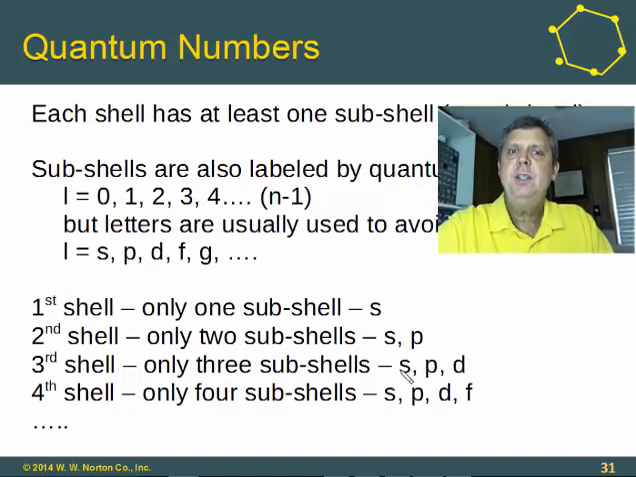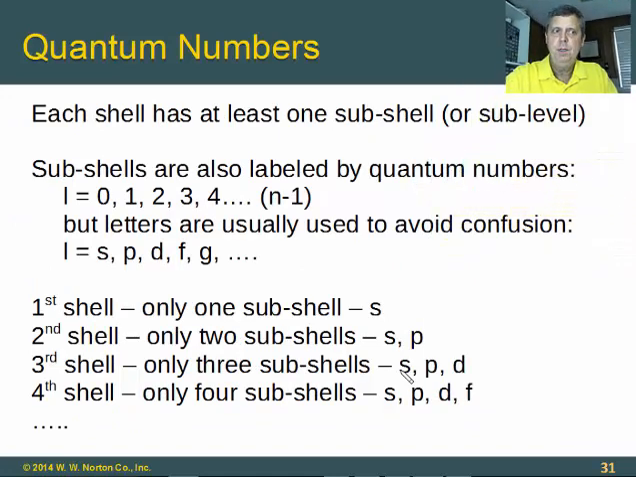Each shell has at least one sublevel or subshell. Now subshells, again we mentioned the energy shells or levels labeled 1 through infinity. Subshells are also labeled by quantum numbers 0 through n-1, but that gets a bit confusing sometimes, so we use letters to designate the sublevels or subshells instead of numbers. So instead of 0, 1, 2, 3, 4, we say SPDF, and then it goes on after that to G and something else.